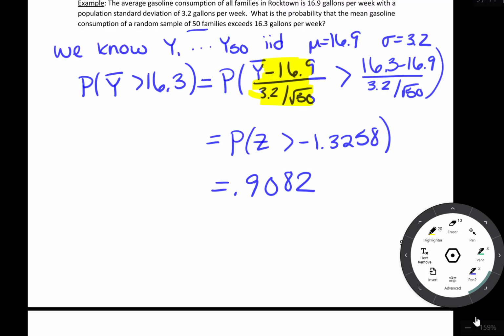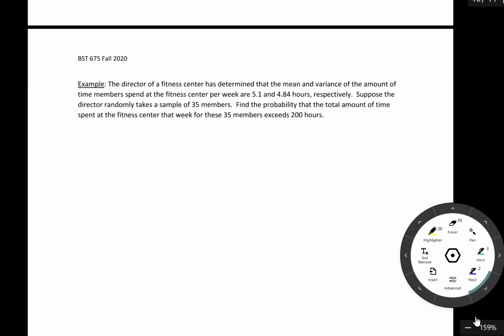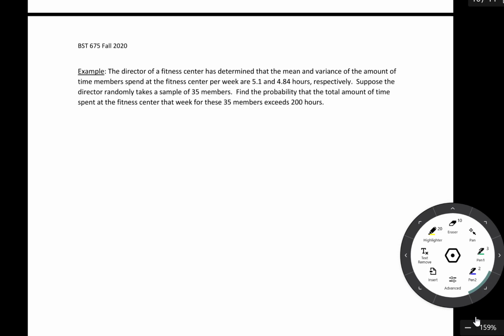Okay, we've got one more example here. The director of a fitness center has determined that the mean and the variance of the amount of time members spend at the fitness center per week are 15.1 and 4.84 hours respectively. Suppose the director randomly takes a sample of 35 members. Find the probability that the total amount of time spent at the fitness center that week for these 35 members exceeds 200 hours. All right, so for this one, we know the following.